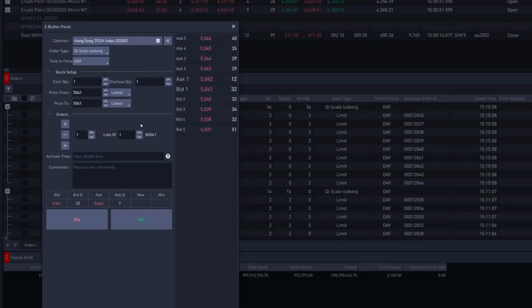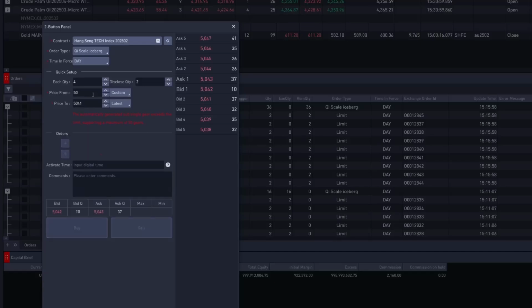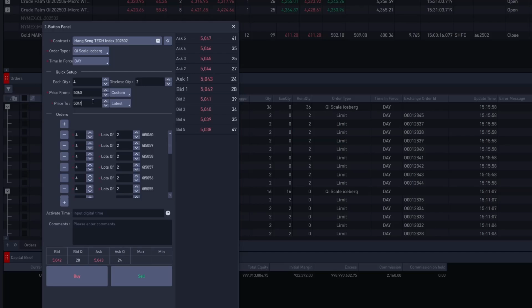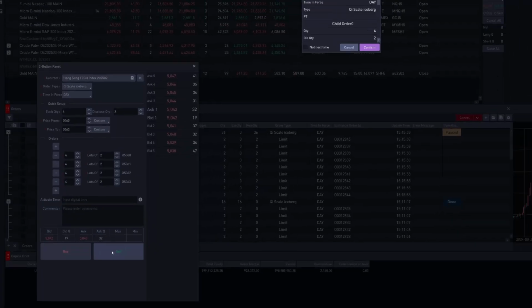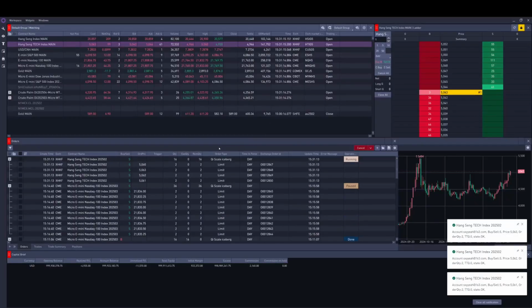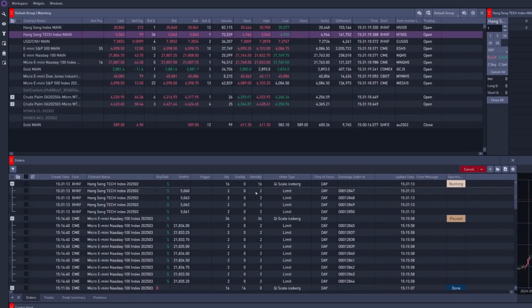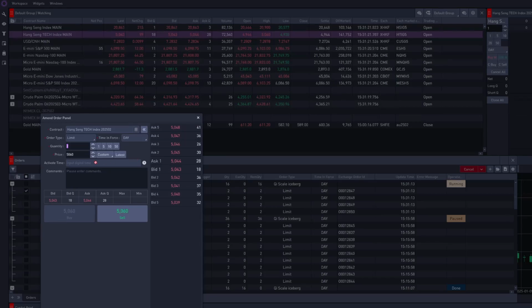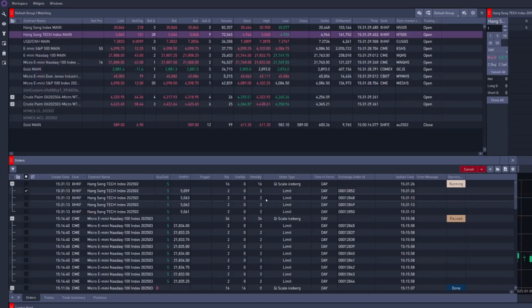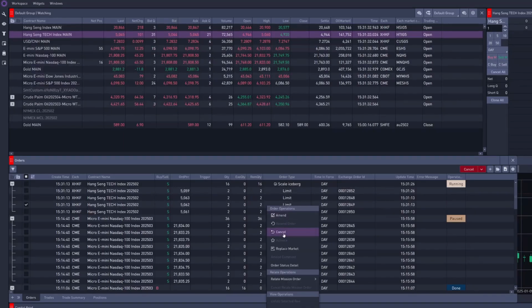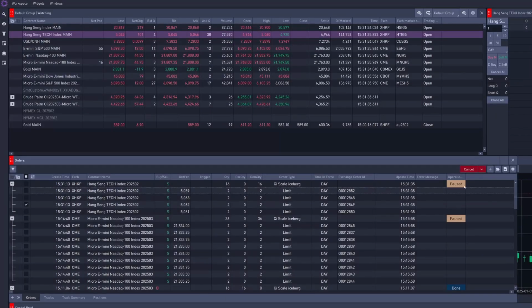Additionally, we can amend orders. Let's have a demonstration. Amending the price of a suborder does not affect the operation of the parent order. Canceling any suborder will simultaneously pause the parent order. If a suborder is rejected, the parent order will also be paused simultaneously.